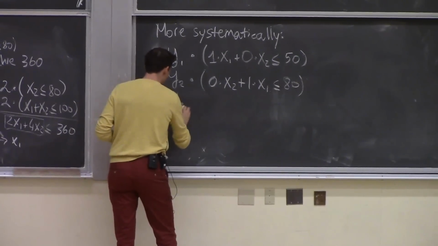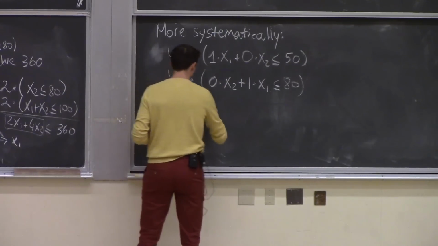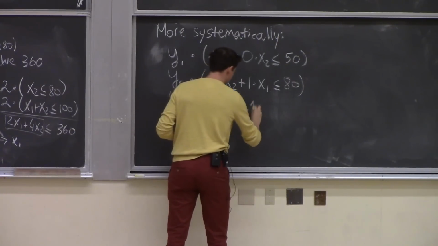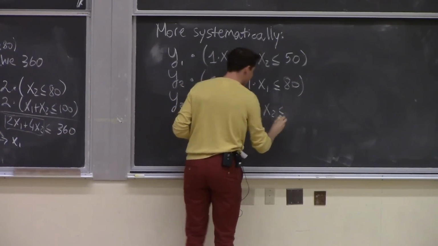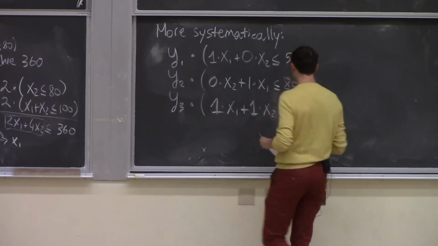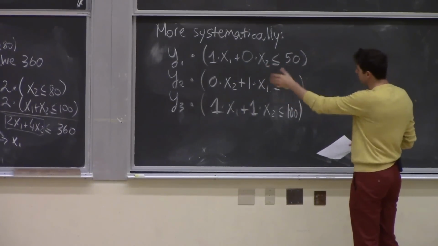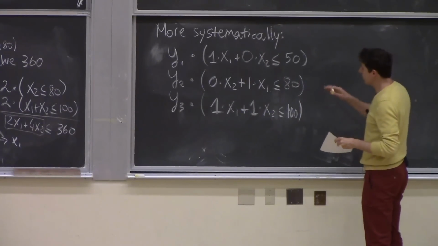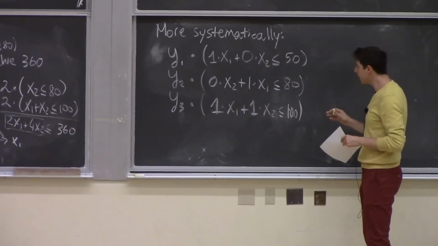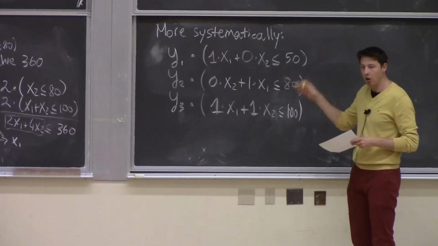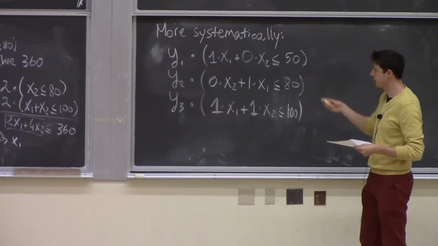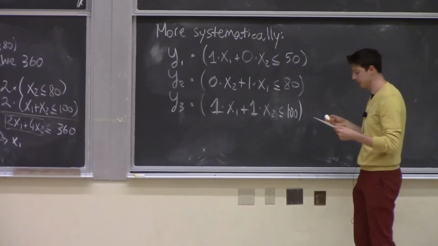And then we would have y3, some other magical coefficient, where we have 1 times x1 plus 1 times x2 is at most 100. Okay? And there we eyeballed what these things should be. But let's say that I can't eyeball this because I want to try and understand what's going on. Let's try to add up all of these inequalities symbolically, okay? I'm not going to try to guess why. I'm just going to keep it around and see what happens.